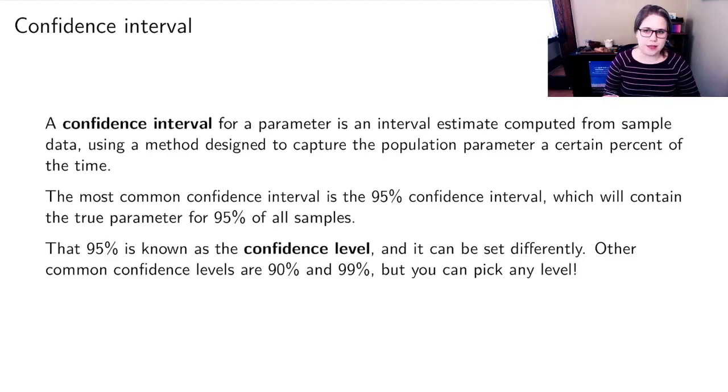So the most common confidence interval you'll hear about is a 95% confidence interval, which will contain the true parameter for 95% of all samples. And that 95%, that's the confidence level.